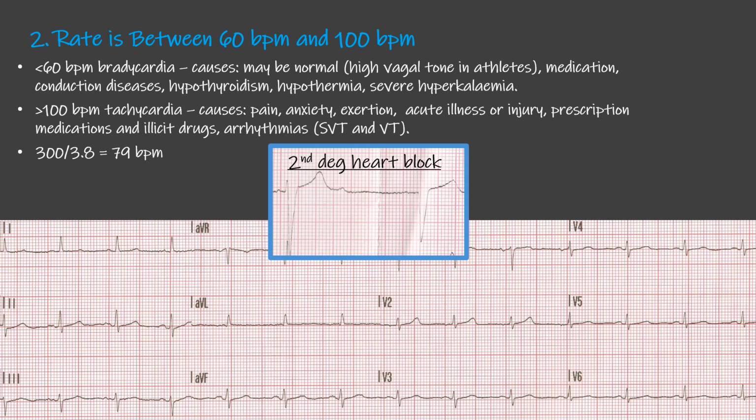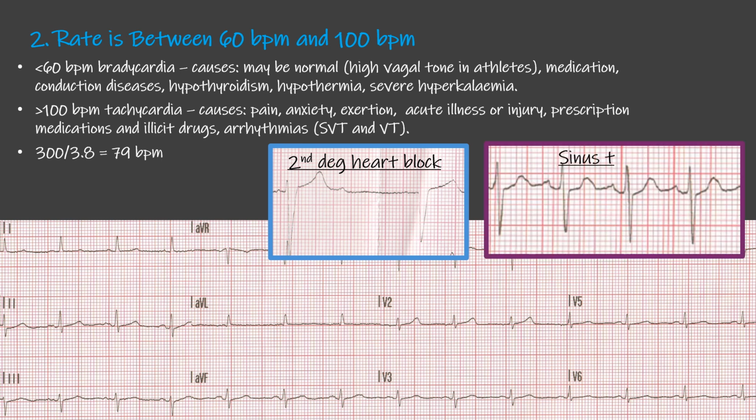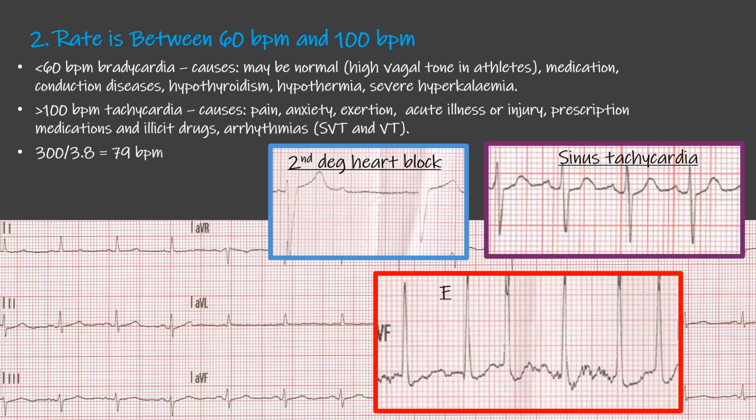So here's an example of bradycardia in a patient with second degree heart block. This is an example of sinus tachycardia in a patient with an infection. And this is an example of fast atrial fibrillation in a patient who is experiencing palpitations. So that's the second point. We're looking for a heart rate that's between 60 and 100 beats per minute. So we'll now move on to the third point.